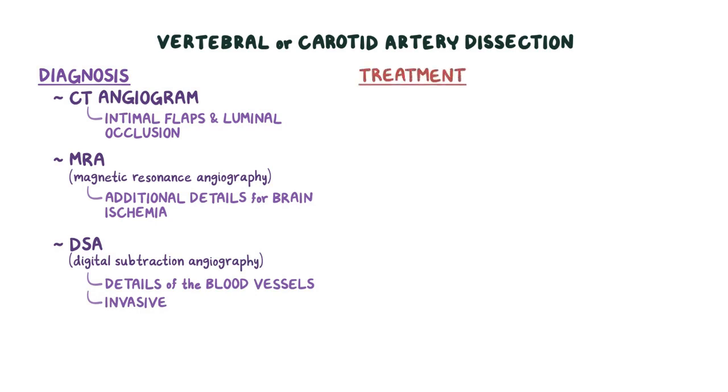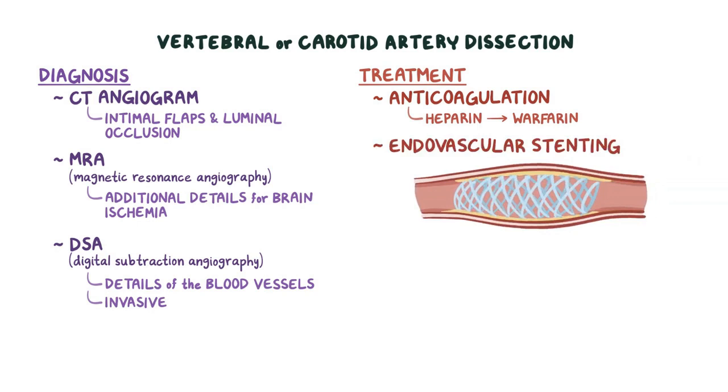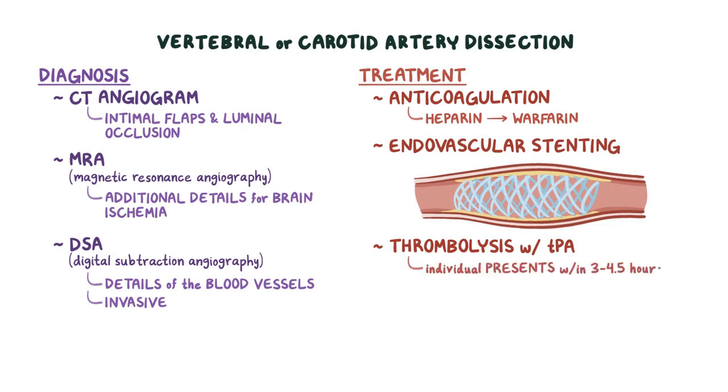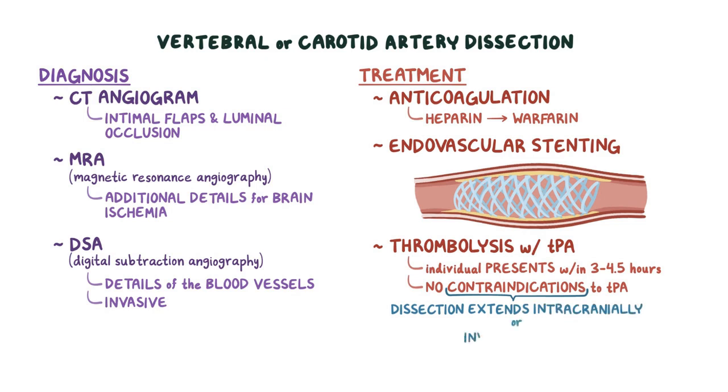Management of carotid or vertebral artery dissection starts with anticoagulation using heparin, followed by warfarin. The mainstay of treatment is endovascular stenting of the involved vessel. As for thrombolysis using TPA, the general consensus is that the same guidelines applied to an ischemic stroke should also apply here. So only give it if the individual presents within 3 to 4.5 hours and has no contraindications to TPA. Importantly, TPA is contraindicated if the dissection extends intracranially or if it involves the aorta.